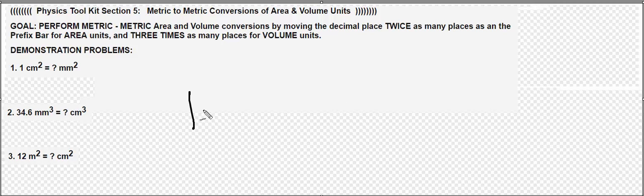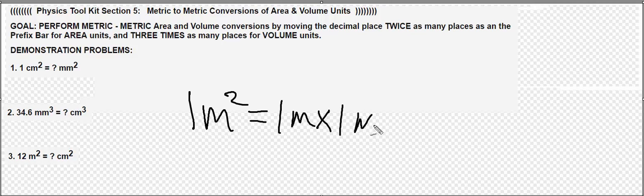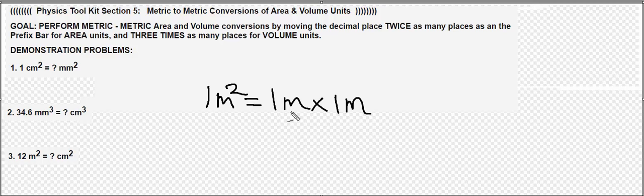Let's see why. 1 square meter is 1 meter times 1 meter. Let's change this meter into centimeters. To do that, we multiply by a unity fraction, meaning that the numerator is equal to the denominator, since anything over itself is 1. Since the meter is in the numerator, we put 1 meter in the denominator. And so 1 meter is 100 centimeters, and 100 centimeters over 1 meter is a unity fraction, just like we did before.